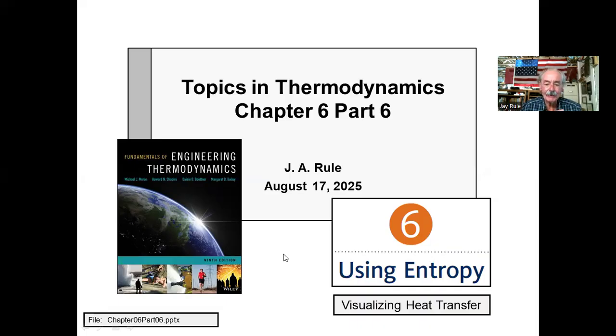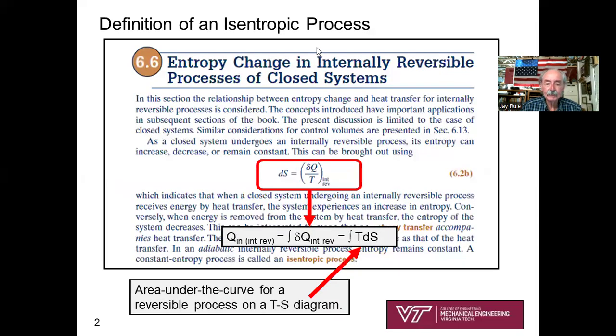Looking at the TS diagram can really help you get out of some jams by visualizing heat transfer. So we'll go right back to the basic fundamental definition in chapter 6.6 of your textbook. Should look familiar. Remember, ds, the incremental change in entropy, is del Q over T, incremental heat transfer, as long as you evaluate that across an internally reversible path.